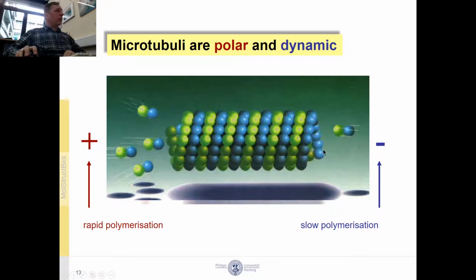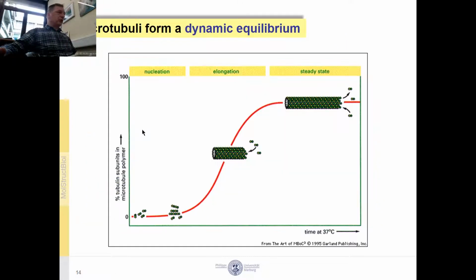The other side, however, the so-called minus side, can only slowly polymerize. It's also the preferred site for depolymerization. So you can imagine one and the same microtubulus grows at the plus side and shrinks at the minus side, which causes, of course, the microtubulus to move virtually through the cell and make some movement already on itself.